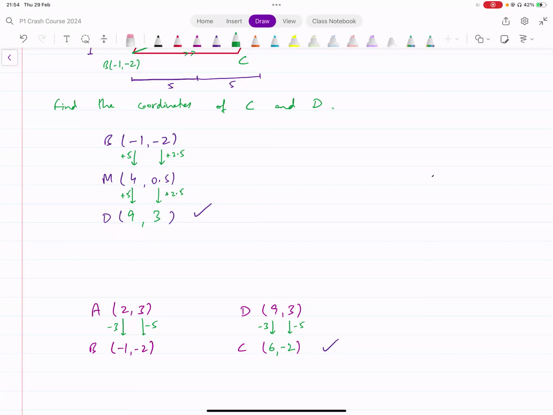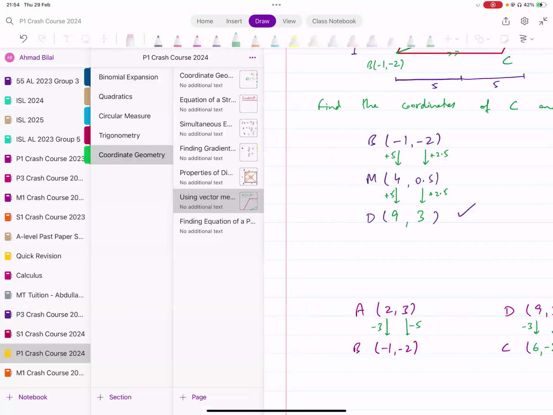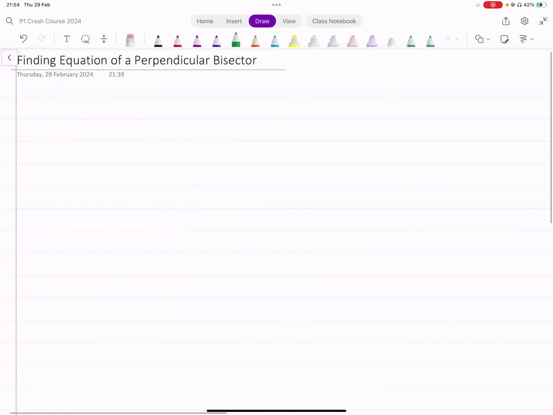Okay, one last thing, and then we'll end. Finding the equation of a perpendicular bisector, because after this, you should be able to attempt almost the complete worksheet. It's just one type of problem that we haven't discussed, and that's finding the angle between two lines, and also the area of some shapes using their coordinates. We'll talk about that in the next class.